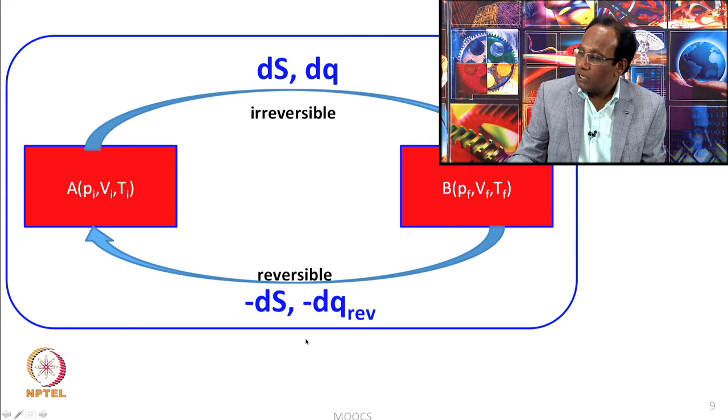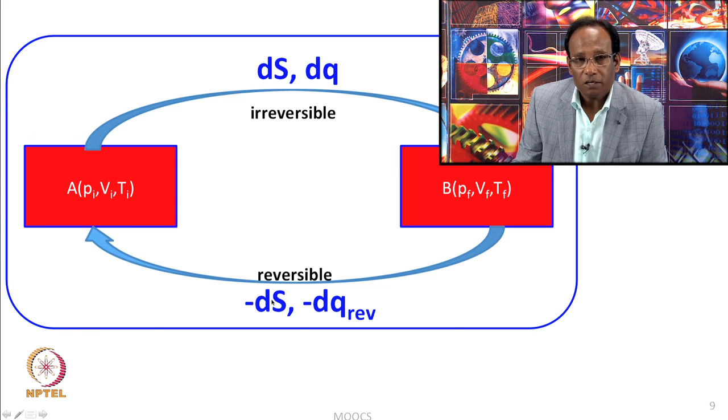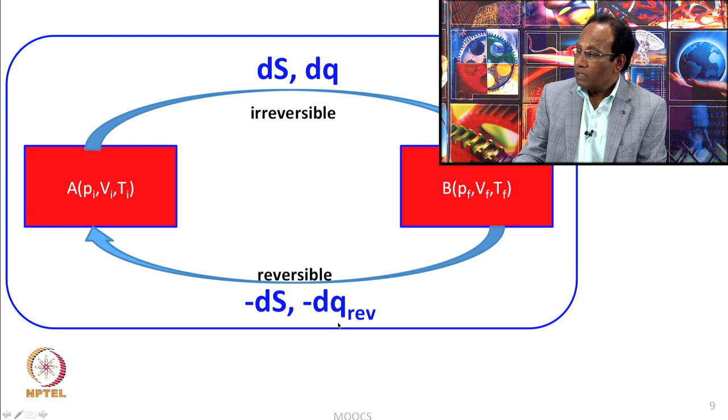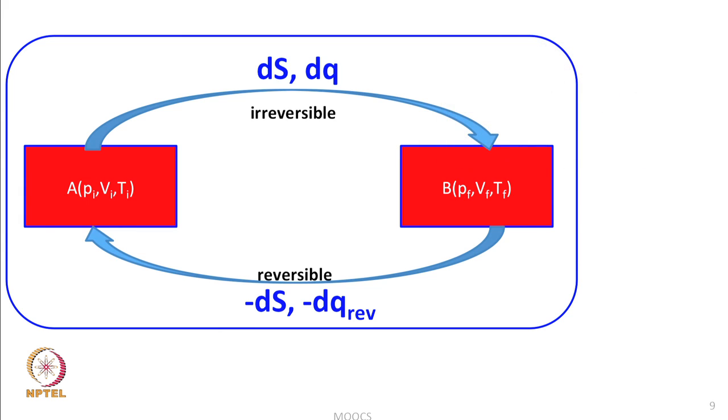And the heat change will also be minus dq, but let me now put a subscript reversible, because the path is reversible. I don't need to mention it with ds, because when you go from A to B or B to A, ds will remain the same, in one case positive, in the other case negative, because entropy is a state function. But heat is a path function, therefore I need to label it by a subscript reversible. Now let us discuss further.